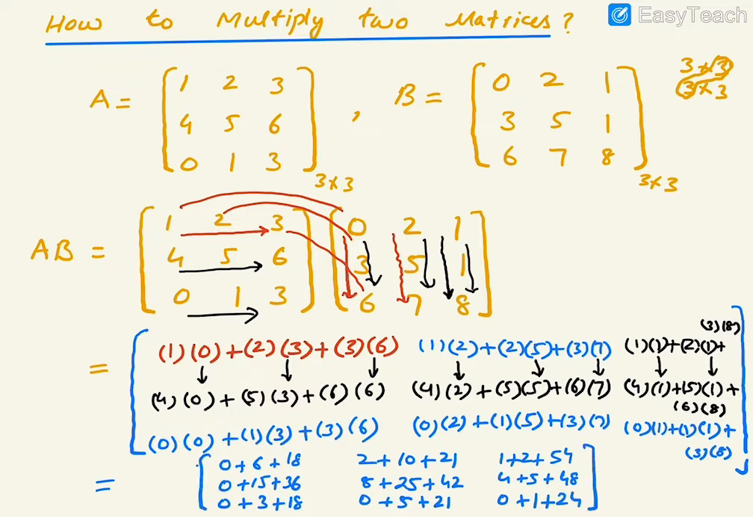So finally we will get 24, 18 plus 6, 30, 31, 33, and 55, 56, 57, and 42, and 75, again 57 here, 18 plus 3 is 21, so 26 and 25. Now you can see the order of this one is 3 into 3. So this is how you will multiply two matrices.